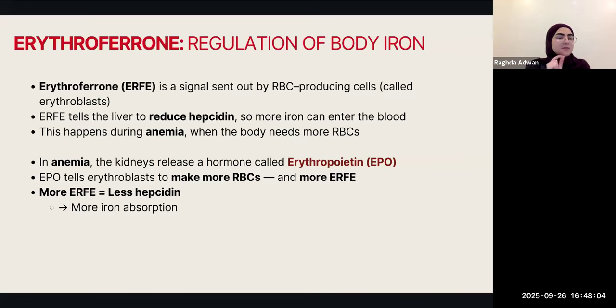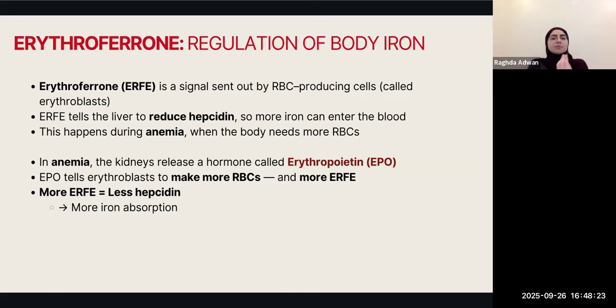Erythroferron is going to tell the liver to stop making hepcidin. Because what does hepcidin do? It blocks iron absorption. Now we need iron absorption. So erythroferron tells the liver to stop making hepcidin. When we have less hepcidin, we get more iron absorption. More iron absorption, better production of red blood cells, which we need. This is what erythroferron does.